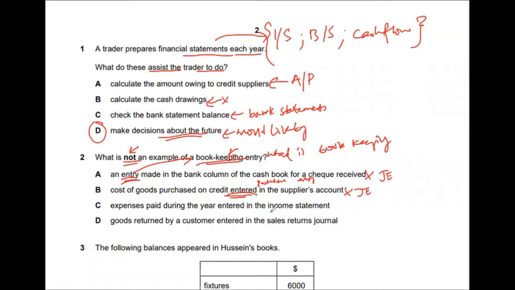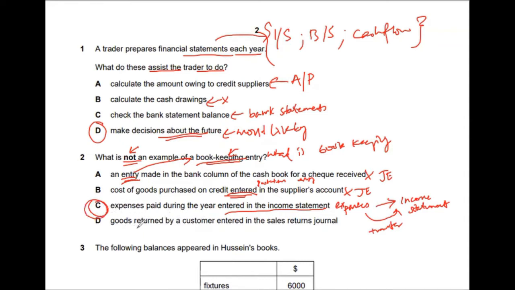Expenses paid during the year entered in the income statement. That's why it's important to read through all the options. Expenses have already been entered. The journal entry has been passed and simply they are being transferred. This option is saying that expenses are being transferred to the income statement. So this is merely a transfer. So option C is most likely the correct option for multiple choice 2.